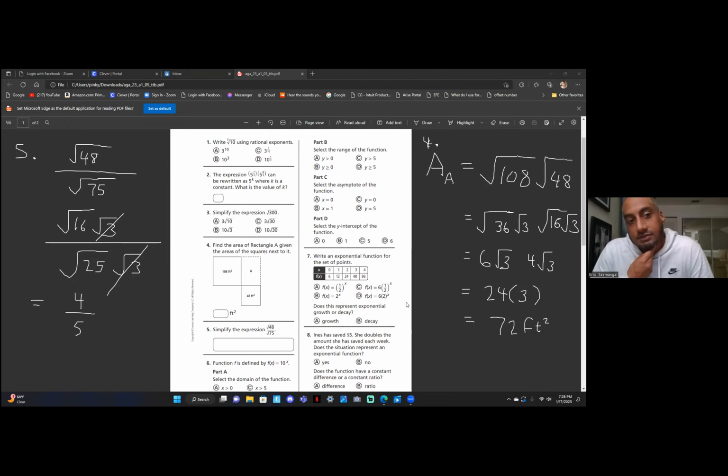The idea on that is asking yourself what's the biggest perfect square that goes into that number. Then writing that one, and then writing the one that multiplies to that number. 16 times 3 is 48. 25 times 3 is 75. Okay.